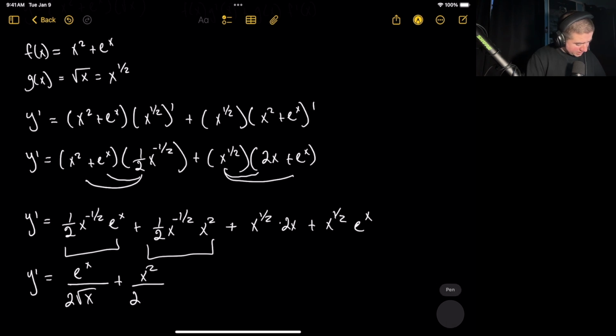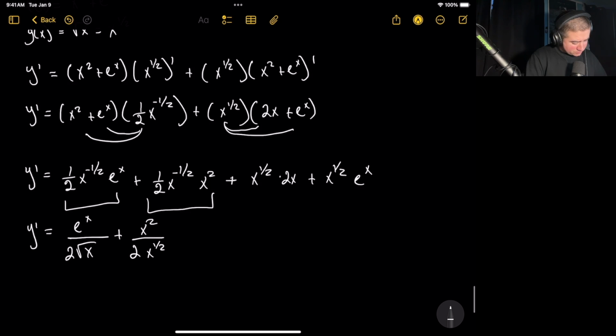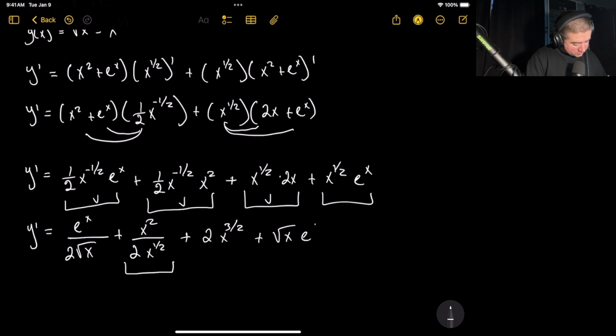Now, we might be able to simplify that much more. So let me change this root x to x to the power of 1/2. This way I can subtract the exponents. So we'll come back to that one real quick. We'll underline that so we know we have to do some work for that one. Plus x to the power of 1/2 times 2x. This one we'll just add the exponents. So we're going to have 2, and that's going to be to the power of 3 over 2. 1/2 plus 1 is 3 over 2. That's going to be our new exponent for this one. All right, so we're done with that, done with this, done with that. And this one is just going to be plus the root of x times e to the power of x.